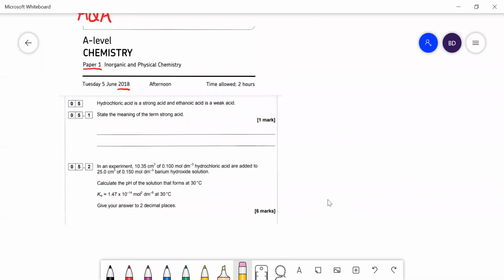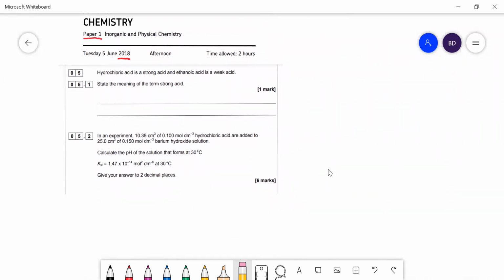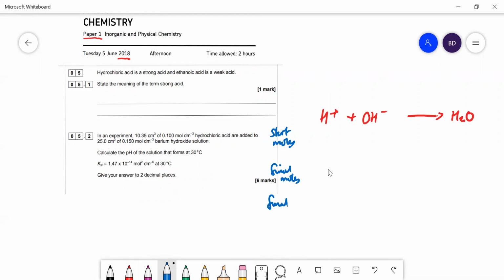Right, now what it is best to do here is, rather than write a balanced equation between HCl and Ba(OH)2, to write down the equation for hydrogen ions. So we've got H+ and OH− ions, and they're obviously going to neutralize to form water. And what I would do is I put start moles here, after the reaction, final moles, and then we'll have final concentration. So we've got to fill in these gaps here, and that should give us the answer.